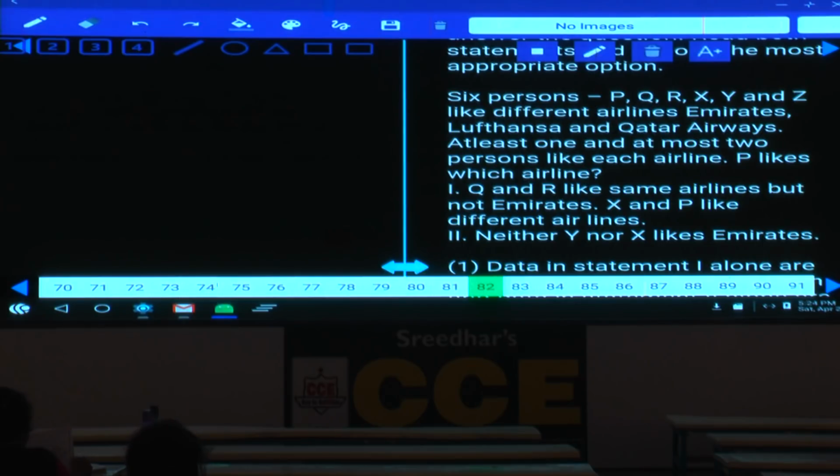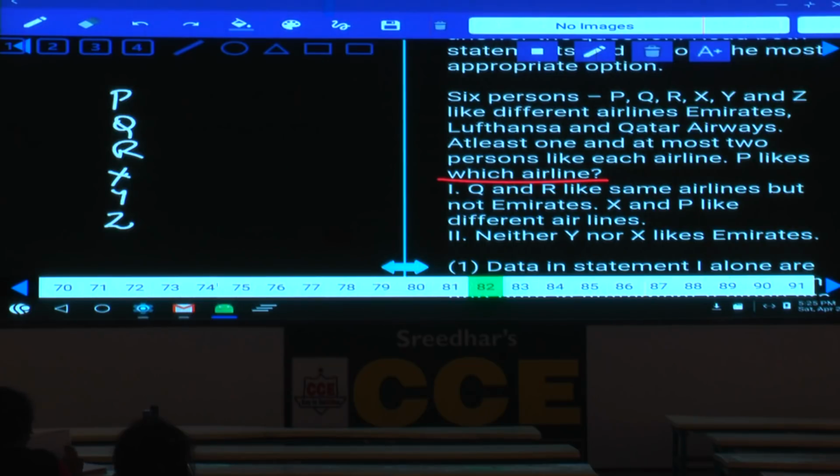Because if there is only one, let us take for example Qatar Airways, there is only 1 person who likes Qatar Airways. Then if 2 persons like Emirates, the remaining Lufthansa must be liked by 3 persons, which is not possible. Hence, what is the only possibility we have? Each of these should be liked by exactly 2 persons. Done with this? Now, P, Q, R, X, Y and Z. As of now, we got this information without entering into the statements. We can infer that each of these airlines is liked by exactly 2 persons.